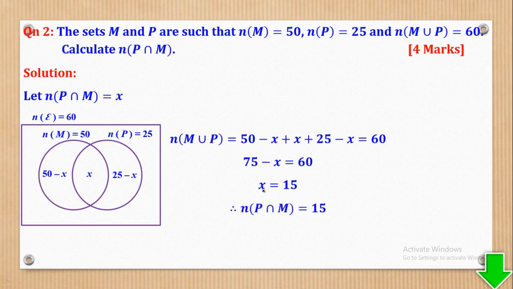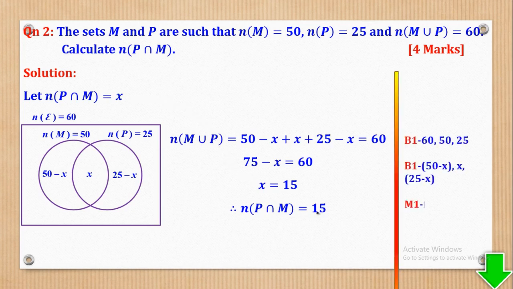Now that I've got x, it implies that I've got the number of members in P union M, and that will be 15. So I'll conclude that the number of members in P intersection M will be equal to 15. So basically that's what they wanted.